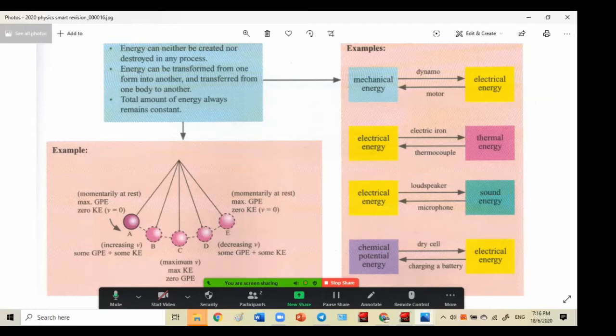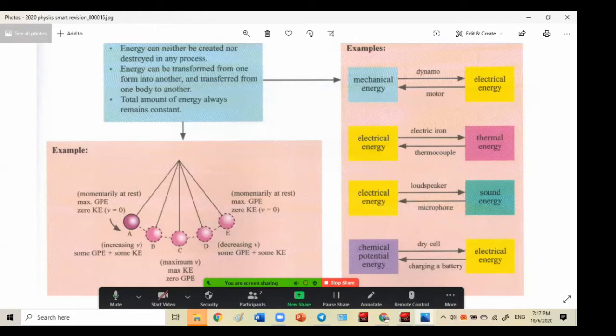Now, when you let go, the potential energy gets less and less, right? So where did the potential energy go? It changed to kinetic energy. So potential energy is lost, but kinetic energy is gained. And at the bottom, you can see maximum kinetic energy and zero gravitational potential energy. All the potential energy is converted to kinetic energy here.